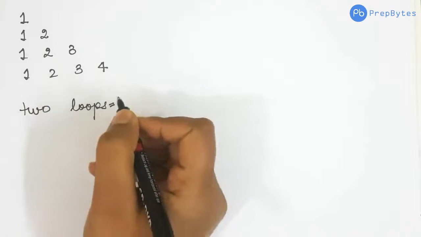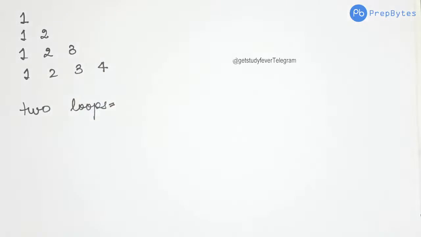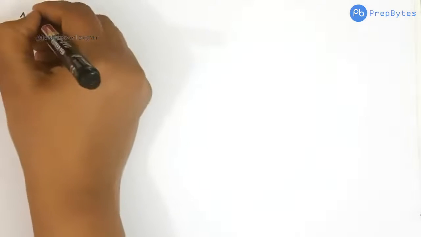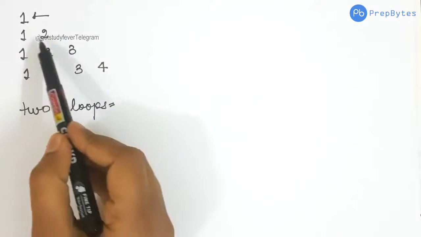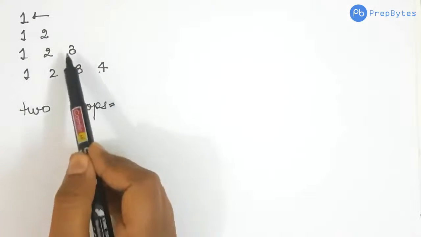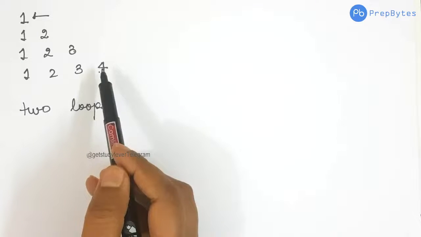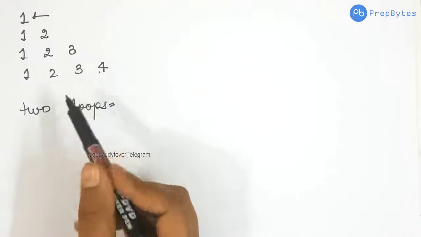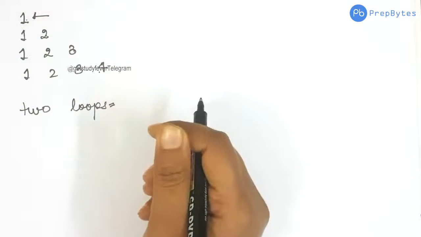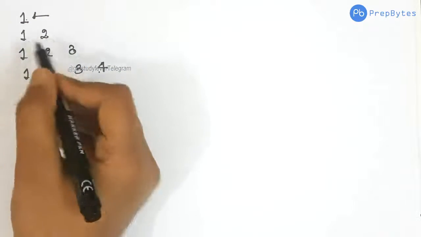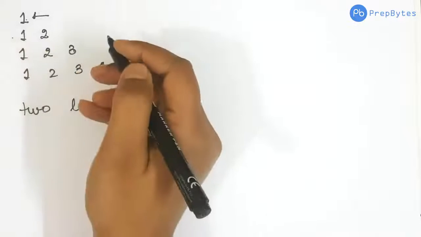So why do we need 2 loops? Let's try to see the solution for this. We need one loop that controls the vertical part basically. As you can see, every time this number is getting incremented. So we need a variable that takes care of this incrementing number, and we need a loop that prints the numbers from 1 to that particular number.